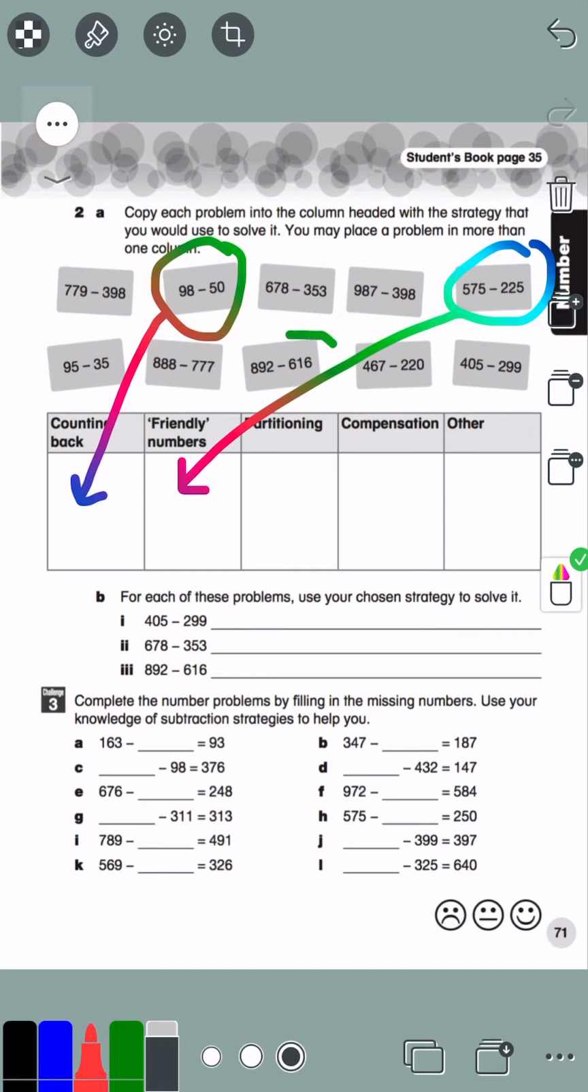Partitioning. This one can be partitioned. We split up the two numbers into hundreds, tens, and ones, and then we subtract them. Compensation. This can be done with compensation. 405 minus 299. We add 1 to 299. That equals 106. Then we add 1. That equals 106. Other ways is borrowing. You can add all the rest.